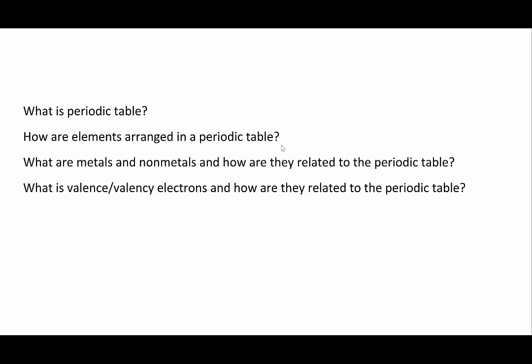Make sure you can answer all these 4 questions. First one, what is the periodic table? Second one, how are elements arranged in the periodic table? Third one, what are metals and non-metals, and how are they related to the periodic table? The last one but not least, what are valence electrons, in other words valency electrons, and how are they related to the periodic table?